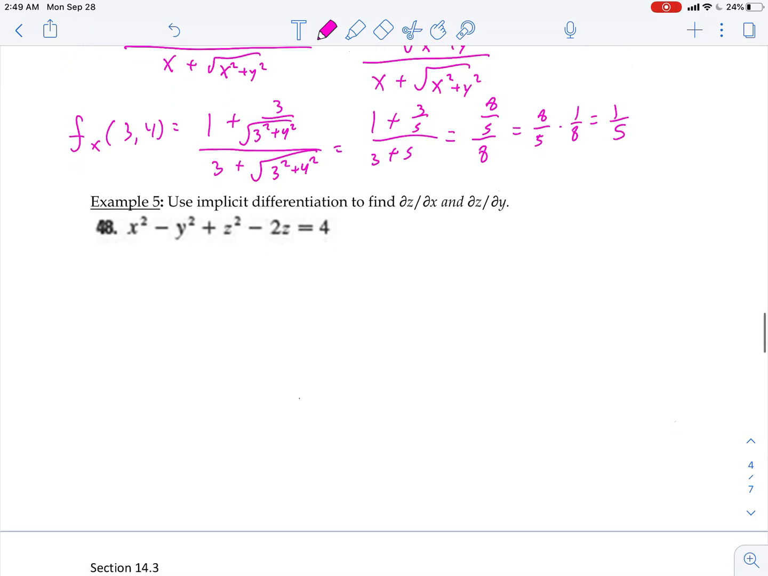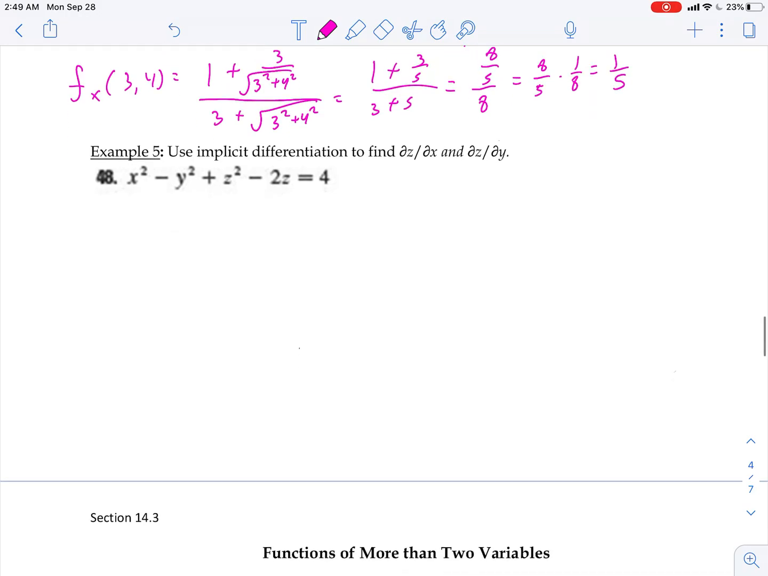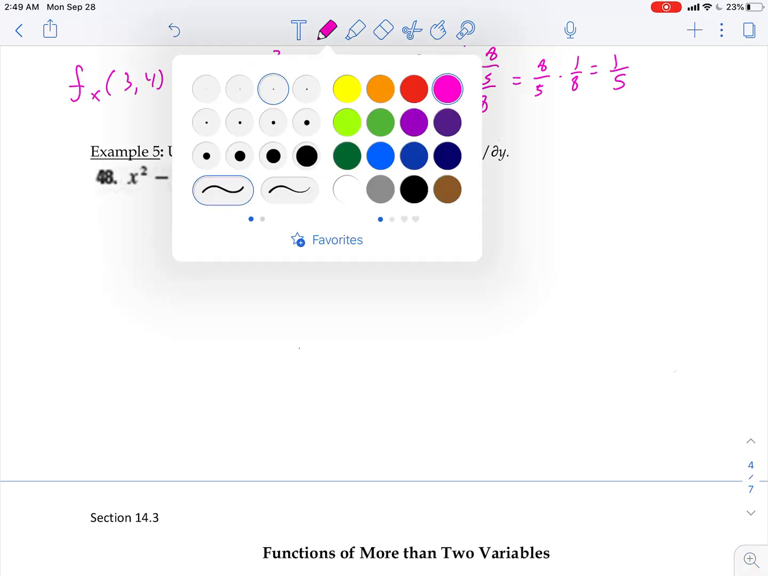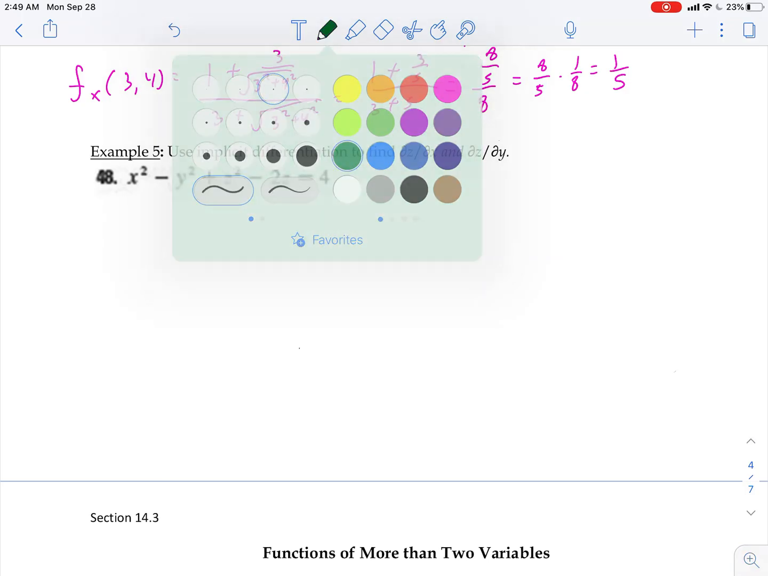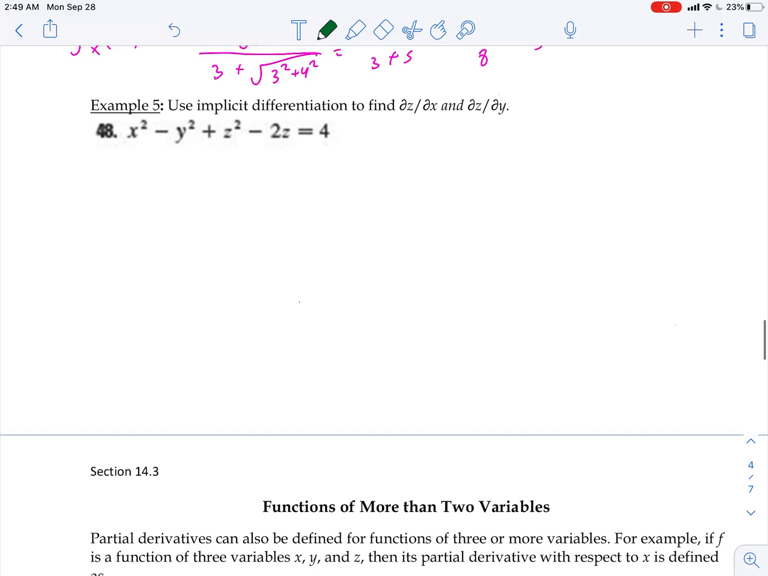Let's try 48, or example 5. In example 5, we're doing implicit differentiation with our function. So we're going to take the partial derivative of z with respect to x and then with respect to y. If you recall implicit differentiation, we take the derivative of x normally, and when we get to z, when we take the partial of that, we show that we took the partial derivative of z. So let's go ahead and start with 48.